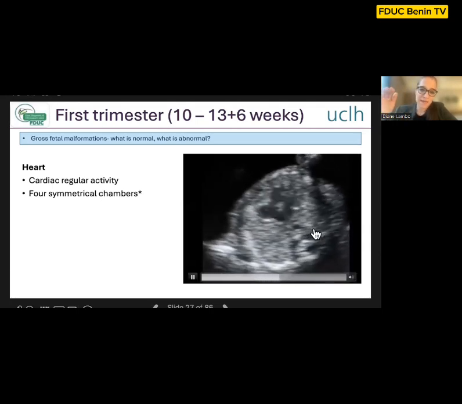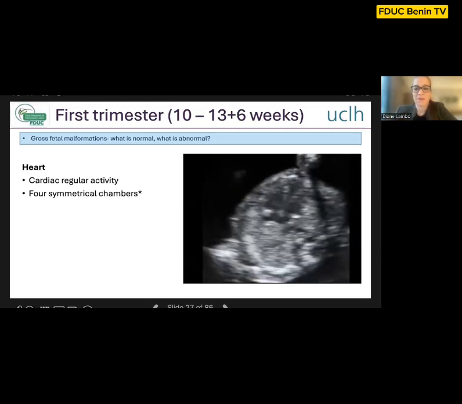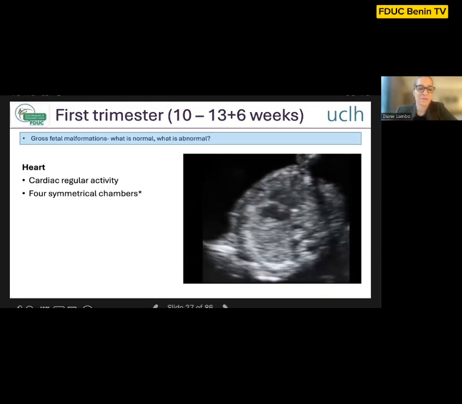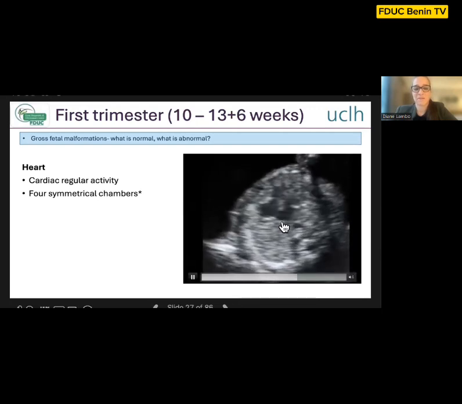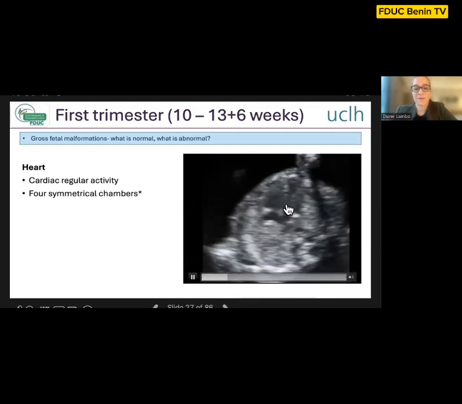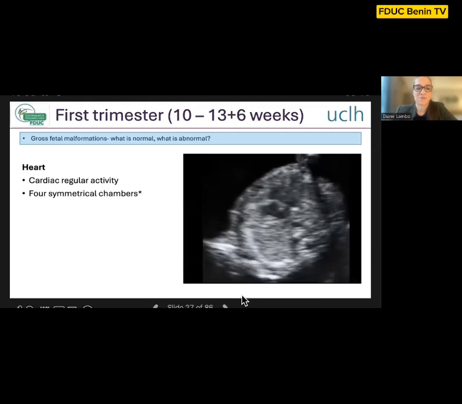And if you just pan down the transverse section of the baby, you can see that the stomach and the heart are correctly positioned on the same side of the baby. You've got 4 symmetrical chambers. And again, if you apply color or power Doppler, you'll see filling of these ventricles.